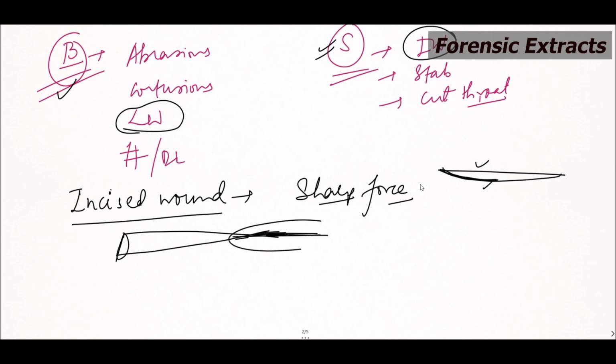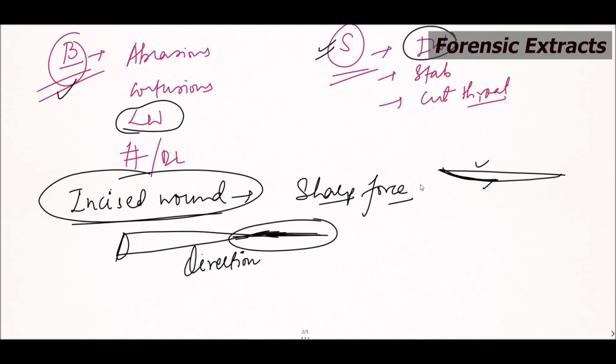So this is the characteristic feature of incised wounds, and it tells about the direction of force applied. Tailing is the characteristic feature of incised wounds, and it tells about the direction of force. If the tailing is on this side, the direction of force is to the same side. And other features of incised wounds, as you can see in the picture, these are multiple incised wounds, multiple superficial cuts.